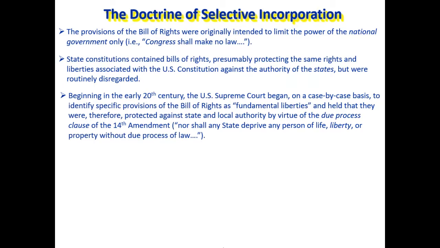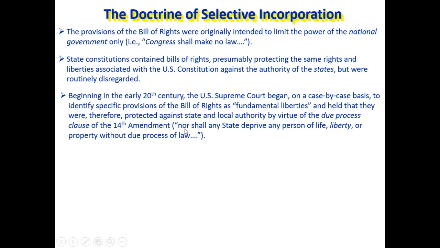After the Civil War, the 14th Amendment is added to the Constitution, but as I said, it's really not until the beginning of the 20th century that it begins to have any practical effect. During the 20th century, beginning in the early part of the century, the United States Supreme Court began to incorporate on a selective basis specific civil liberties in the Bill of Rights, beginning with the right of free speech, the right to peaceably assemble, the right of free worship, and so on. The Court began to incorporate those rights into the concept of liberty that is protected against state authority by the 14th Amendment.